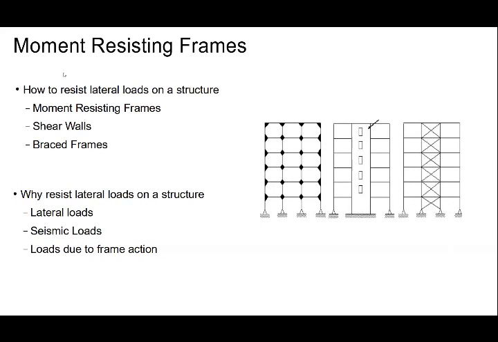Then basically the lateral loads which we have to encounter, or have to resist with these structures, are lateral wind load and then torsional load, and seismic load, and some other accidental loads which may happen in the operation of the building.